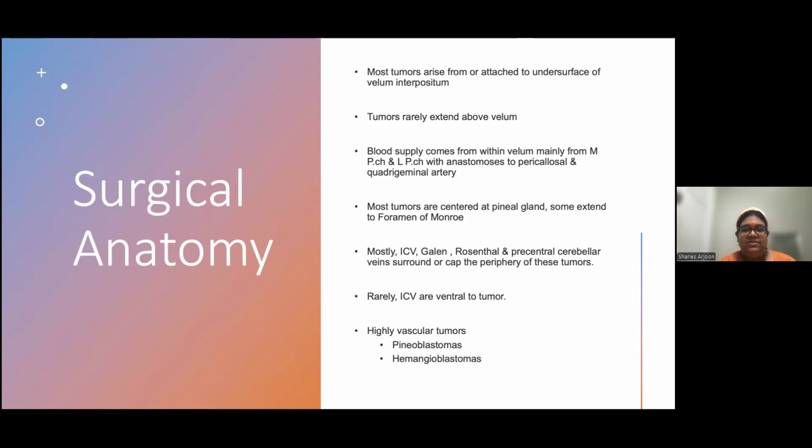Some extend to the foramen of Monro, and most of the intracerebral veins, Galen, Rosenthal, and the precentral cerebellar veins surround or cap the periphery of these tumors. Rarely, the intracerebral veins are ventral to the tumor. Highly vascular pineal tumors include the pineoblastomas and the hemangioblastomas.